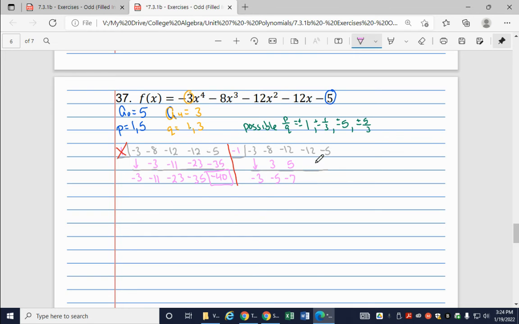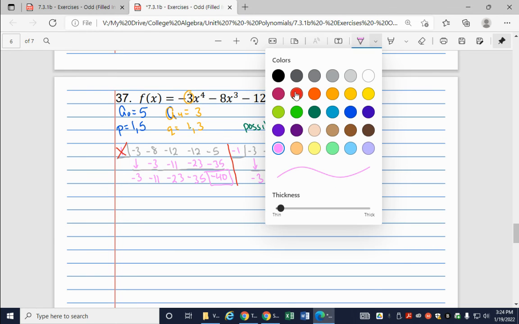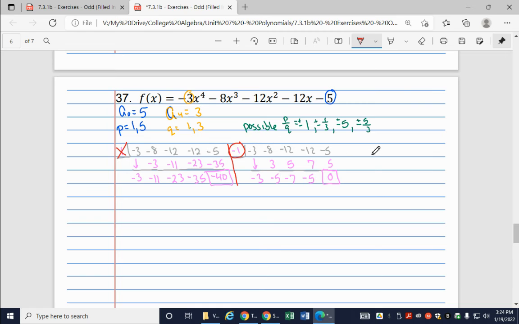Negative 1 times negative 7 is a positive 7. Negative 12 plus 7? And negative 1 times negative 5 is a positive 5, which gives me 0. So that means x equals negative 1 is a solution, and that means x minus a negative 1 is a factor.